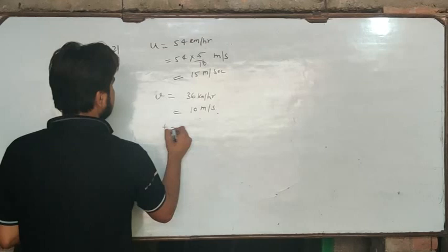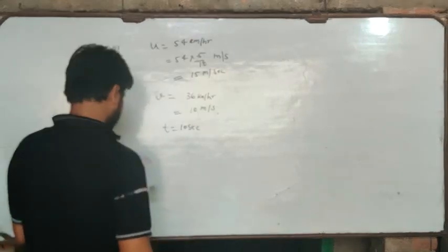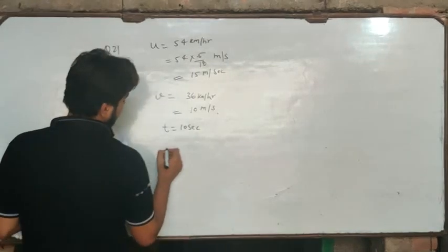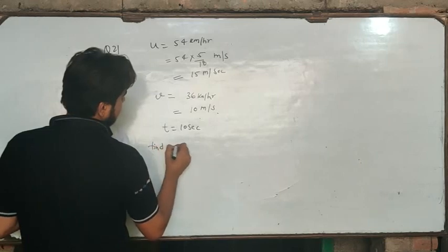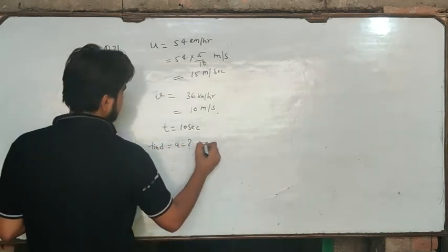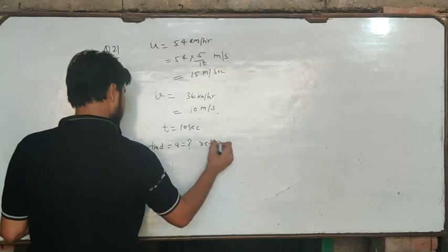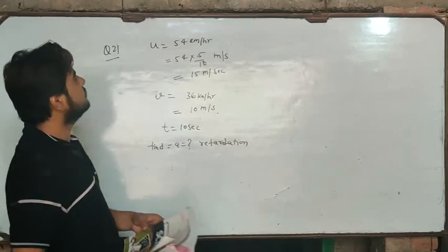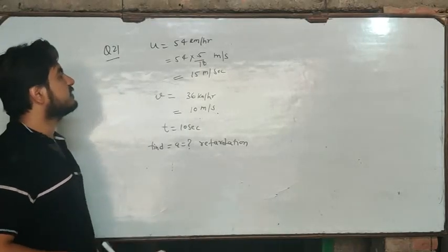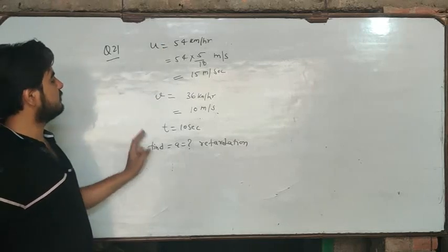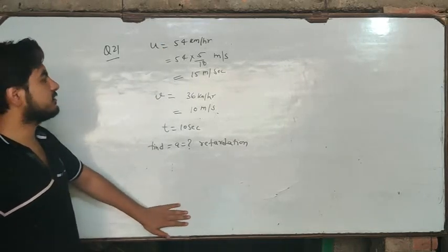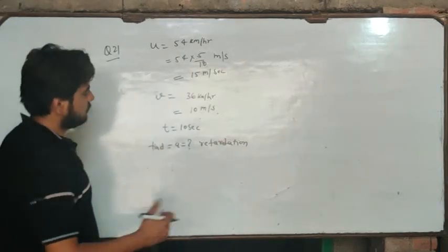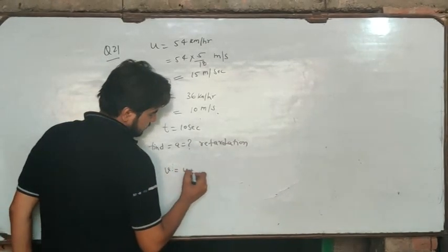t is equal to 10 seconds. Find the retardation of the car. Here also we find the value of acceleration. This is retardation. What is retardation? When the initial velocity is greater than the final velocity. Here u is greater than v, which means retardation is in process. The speed is decreasing. We will use the first equation, v is equal to u plus at.